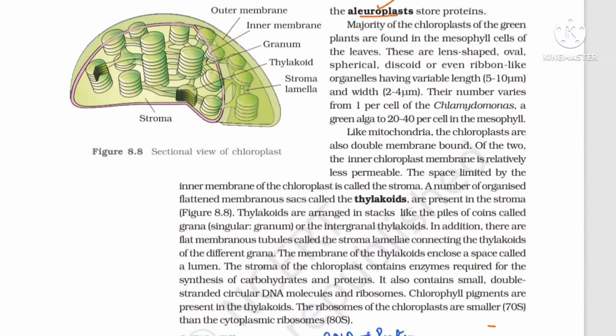So there are three types of plastid, depending upon whether the pigment is there or not. If it is there, then which color? And if it is not there, then what are they storing? Clear? Now, they are found in the mesophyll cells. And how many are present? Please learn it, 20 to 40 per cell in mesophyll. Chlamydomonas has only one per cell. Chlamydomonas we study in the green algae. We have already studied they are of different shapes. They can be ribbon shape, cup shape, lens shape also, oval, spherical, discoid. Please learn the length and the width also.